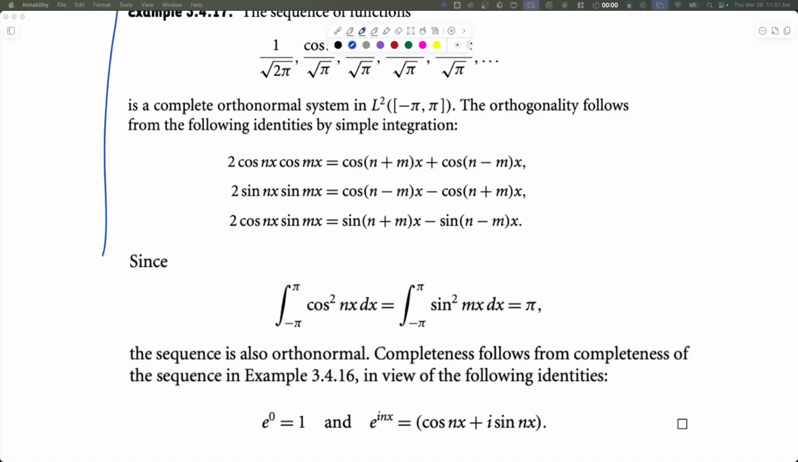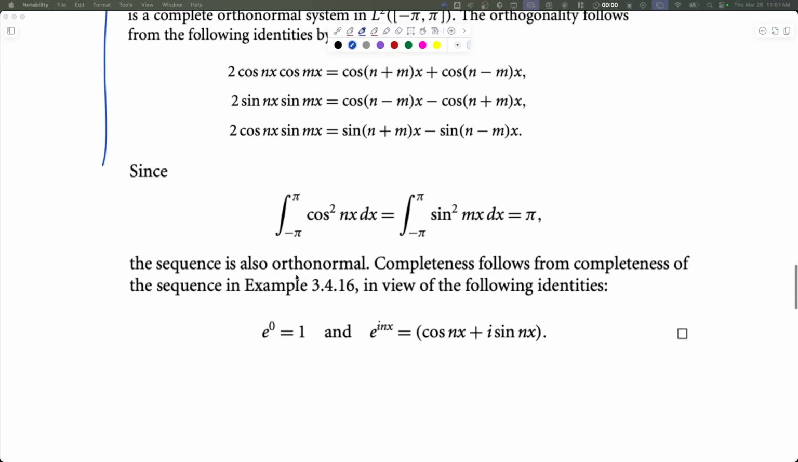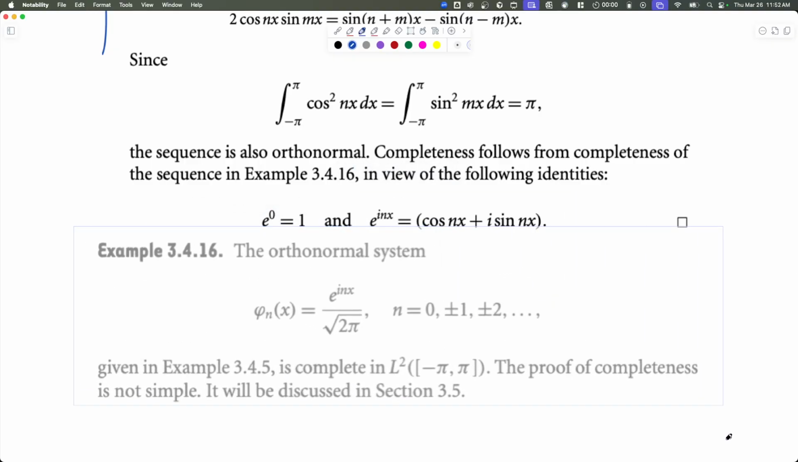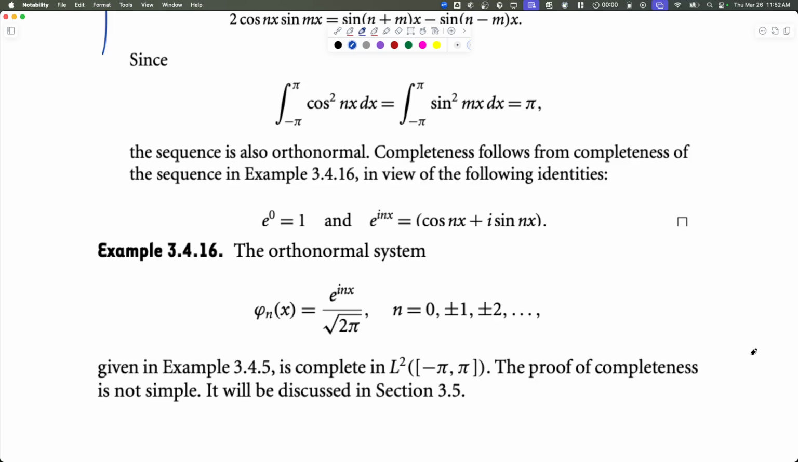And let me copy paste this over here because there is an important part I want to get to. 3.4.16. So this is basically sines and cosines mixed together. And this is a complete orthonormal system in capital L2. And this is the part that I want to highlight. The proof of completeness is not simple. That's going to be the next section. So we're going to prove this, but there's some sneaky tricks that you have to do.